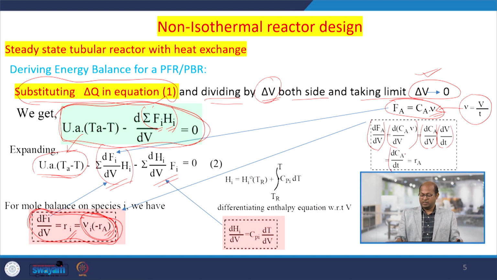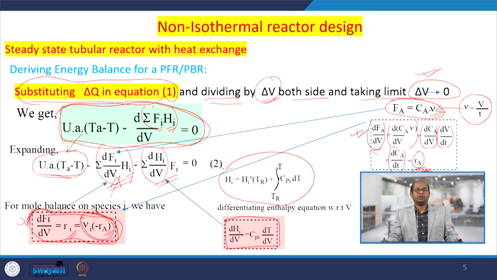this way, then dC_A by dt equals r_A. It is coming dF_A by dV equals r_A. This way you can write. Okay. So, here it was dF_A by dV, that is equal to basically the rate for the ith component. So, here we can substitute this rate into the enthalpy, and dH_i by dV is equal to this. This is coming from here.